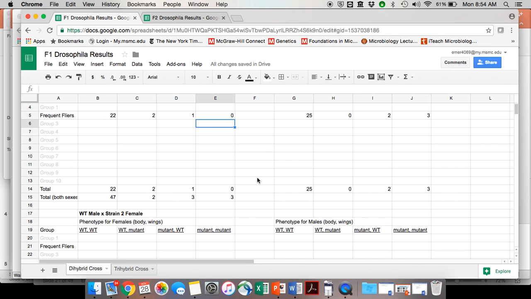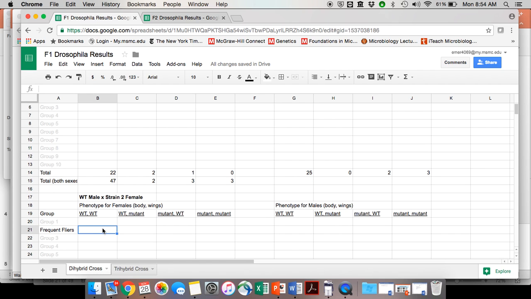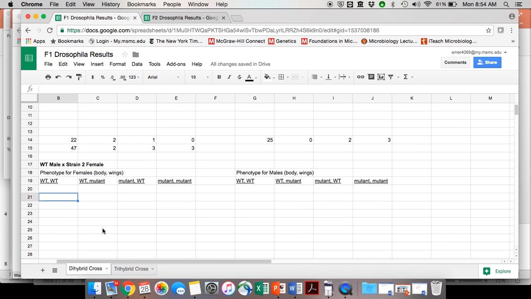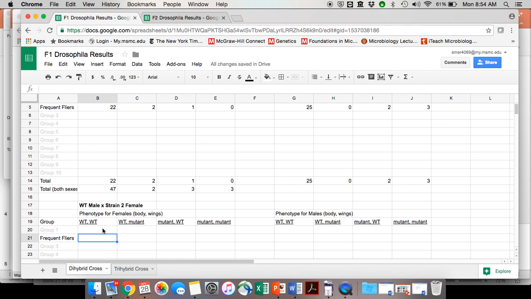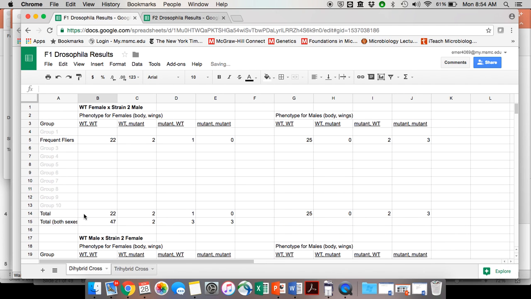So, like I mentioned, if you did counts for the other reciprocal cross, you would simply put the data in down here. And let's say we put that same data in here just as an example. What you're going to see is there are a number of columns of totals. So in row 14 here is total. This is the total number of wild type for both that were counted for females in this reciprocal cross.